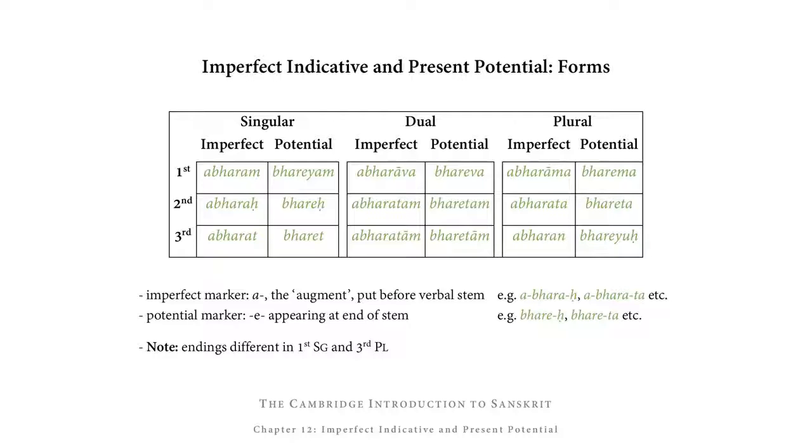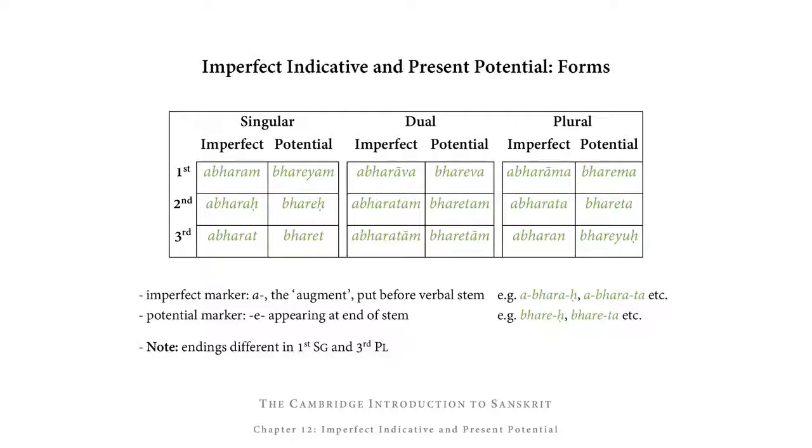These might look, or I hope these will look, vaguely familiar, because actually they are the same endings as what you find in the present, minus the final vowel i. So instead of mi, si, ti, we have m, s, and t, or rather, word-final s always changes into visarga, so we don't have m, s, t, we have m, visarga, t.